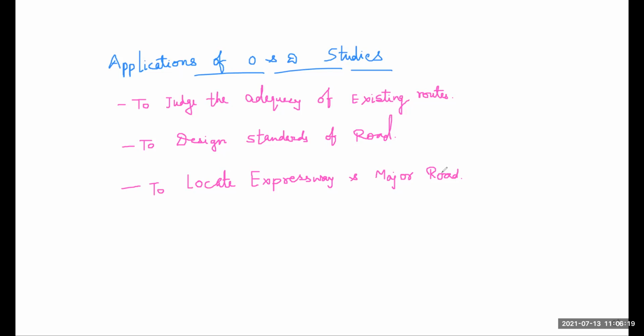Because if you observe that for a particular route or a particular section of road, the frequency of vehicles or frequency of road users is high, there is a chance of congestion on that particular road.